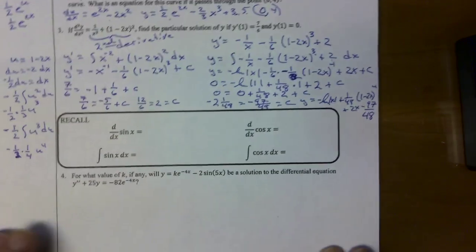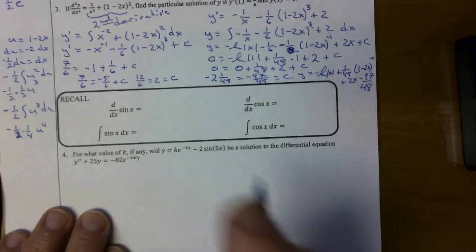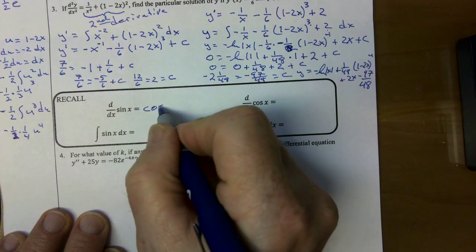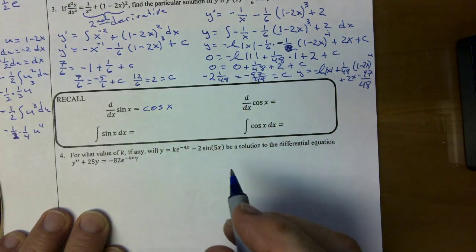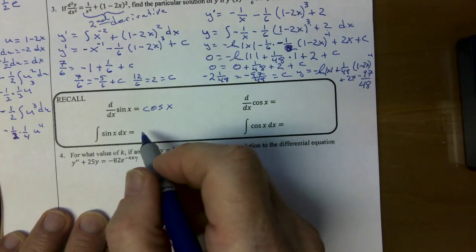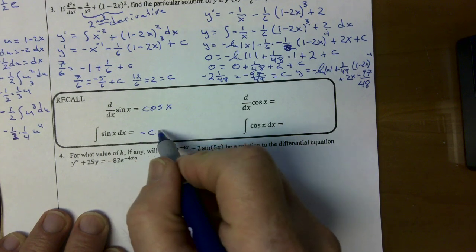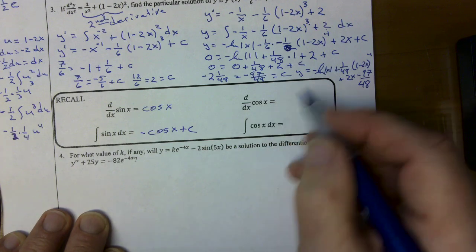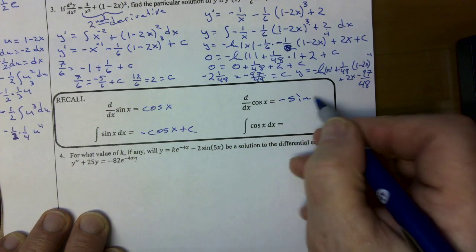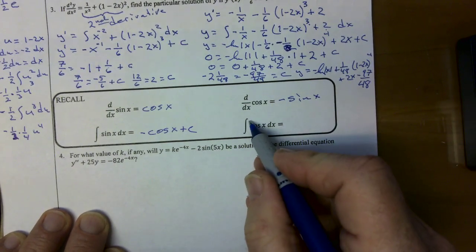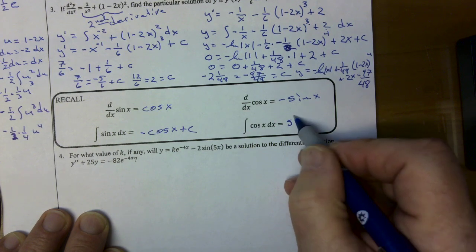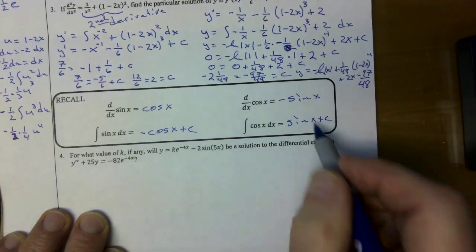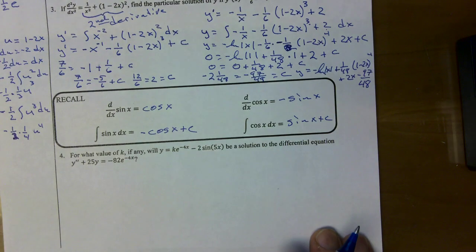All right, a little trig remembrance. The derivative of sine is cosine. The antiderivative of sine is negative cosine plus c. Derivative of cosine is negative sine. The antiderivative of cosine is sine of x plus c. And you can take the derivatives and check to see if that's correct.